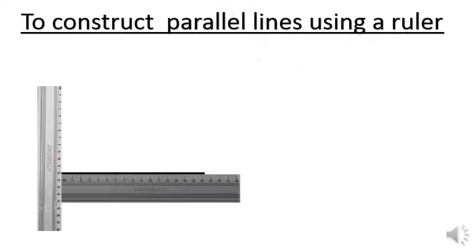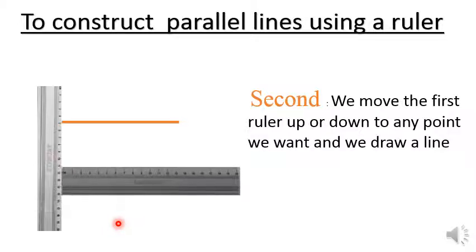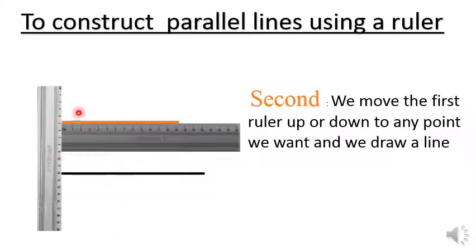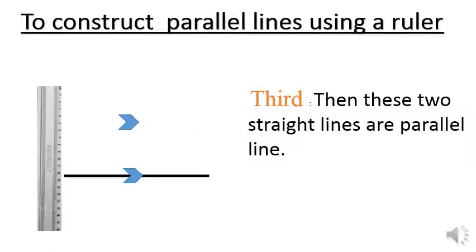Then, second step, we fix this ruler and we move the first ruler up or down to any point we want to draw the parallel line. Like this. This is the parallel line. So I got a parallel line to the old one. These two lines are parallel.